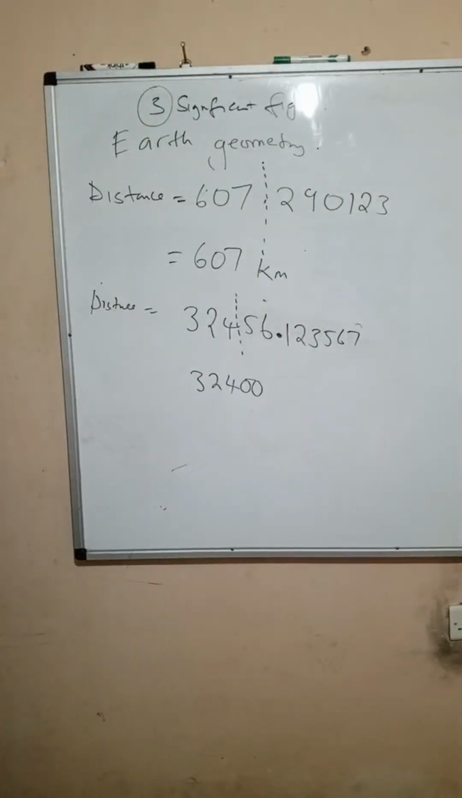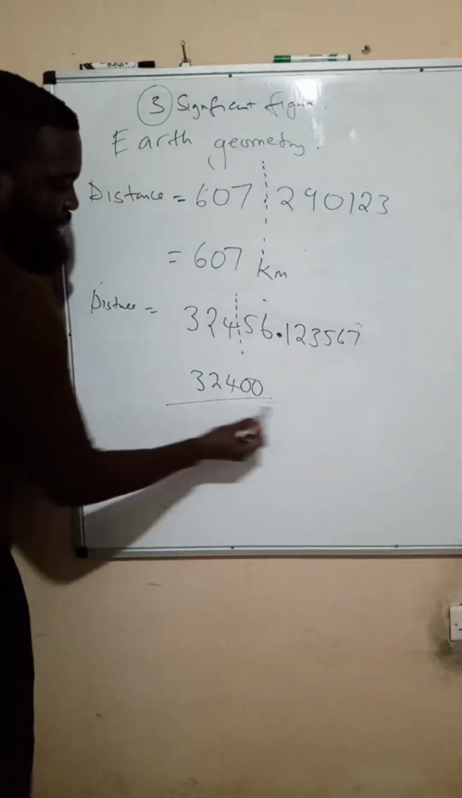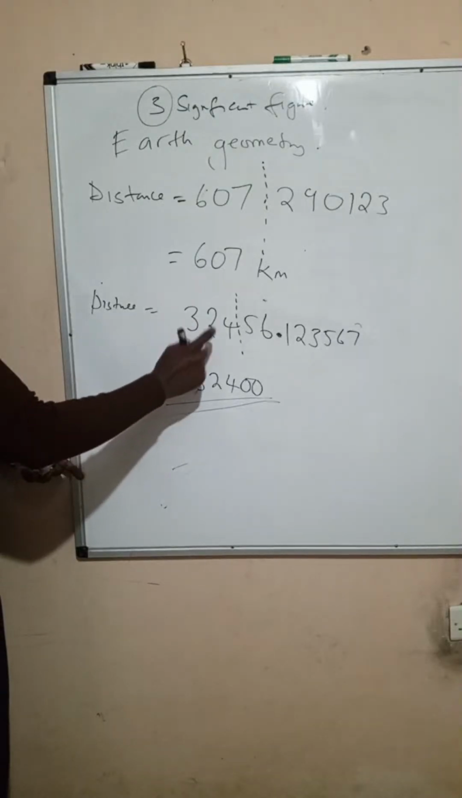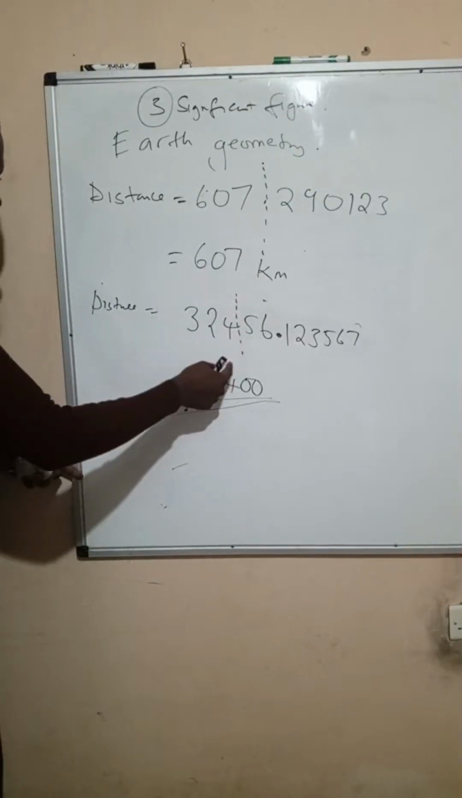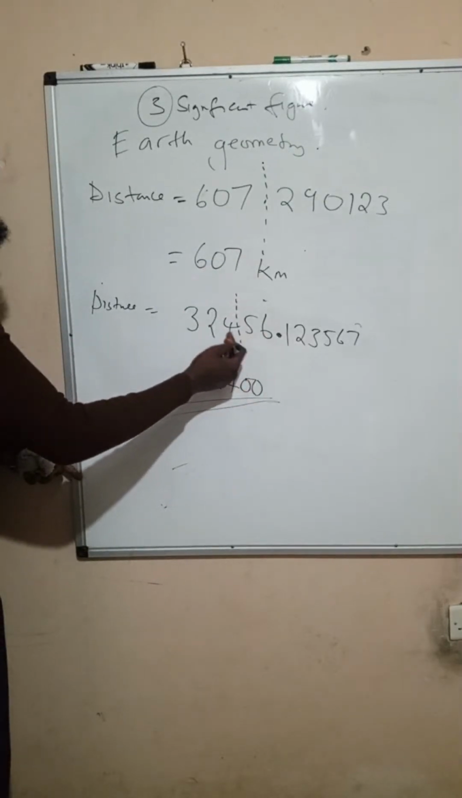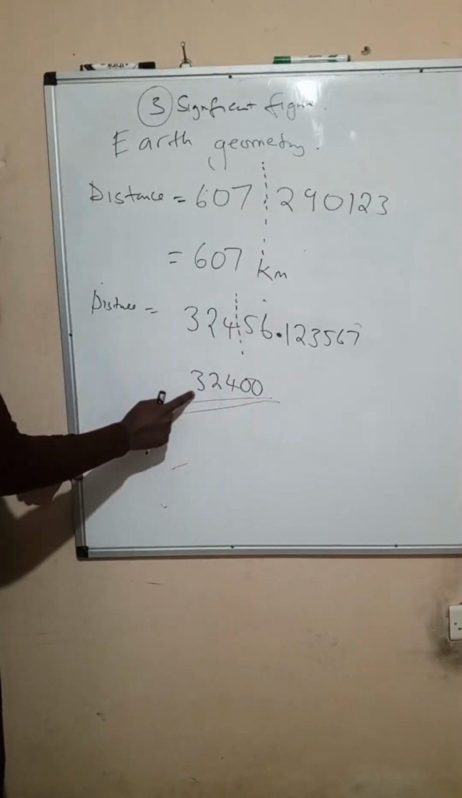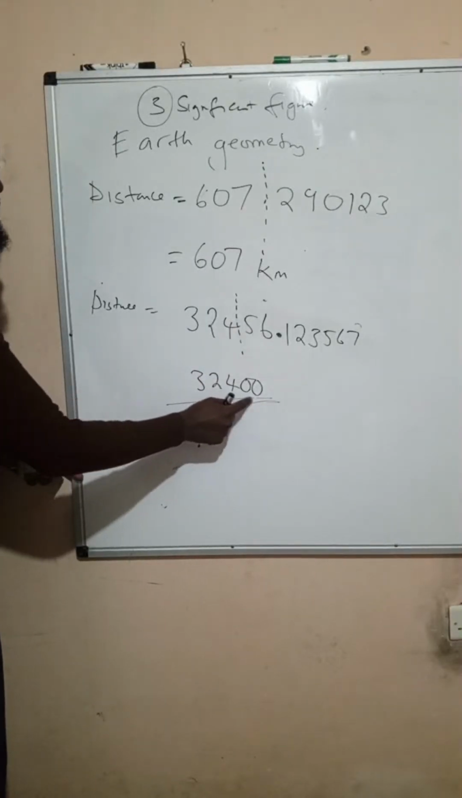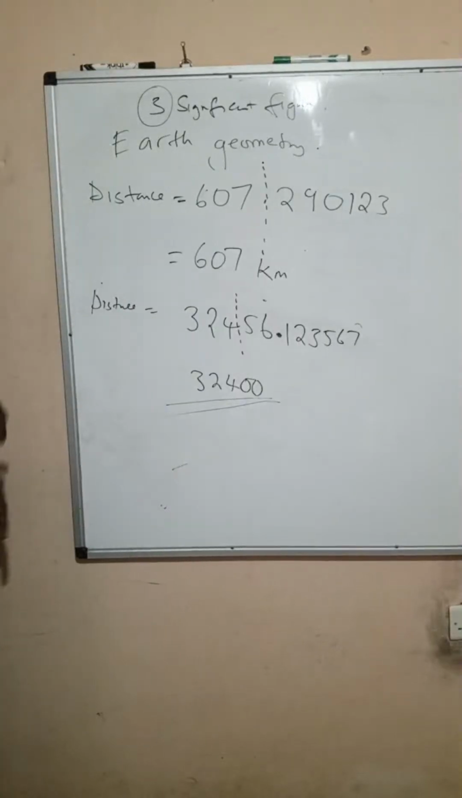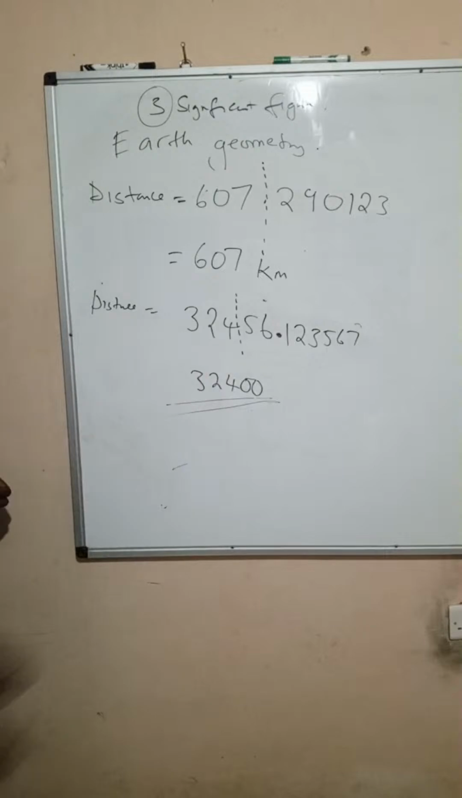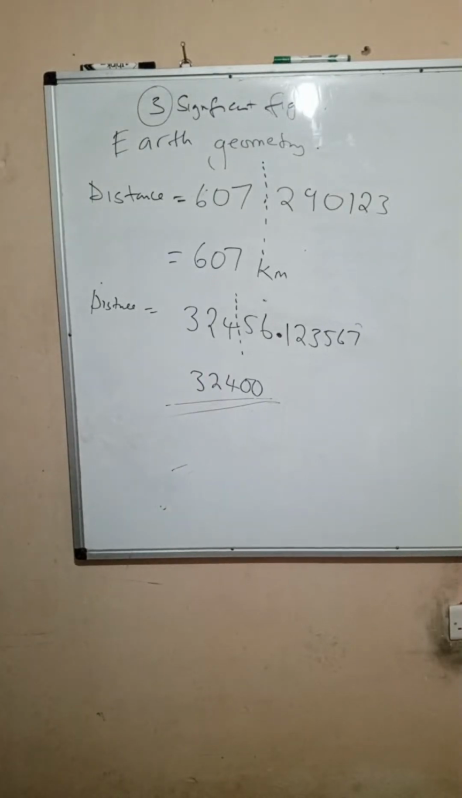I hope you have understood. So this is 3 significant figures. You calculate, you add 1, 2, 3. You cut it off from here. Then these numbers after this cutting, you replace them with zeros. So this is 3 significant figures because these zeros at the end are not significant. So the only significant figures are these. Okay, I hope you have understood.